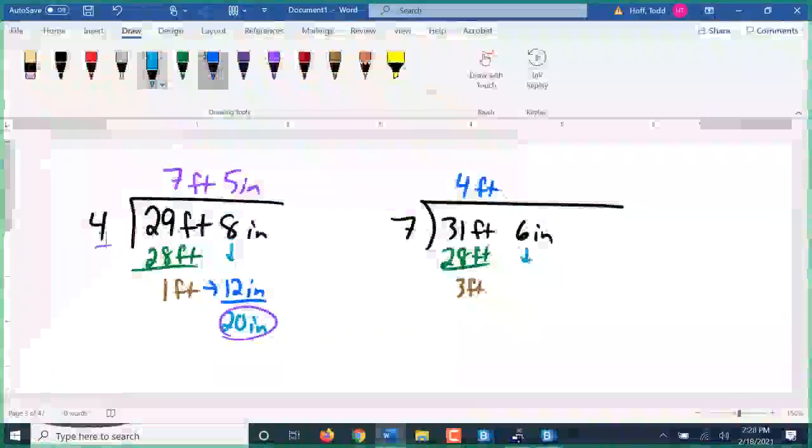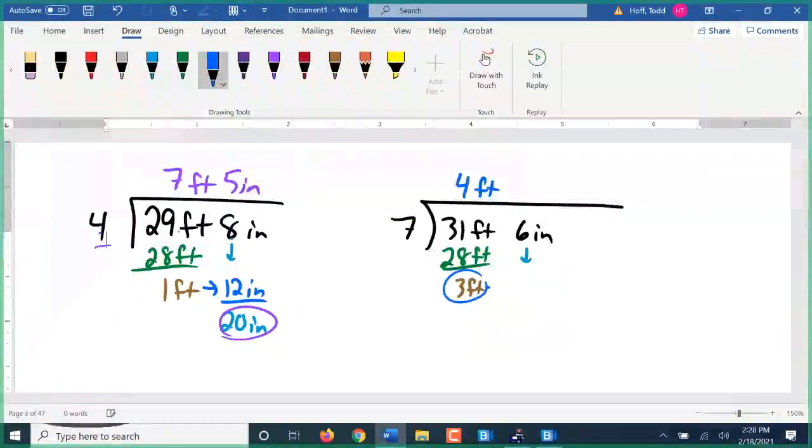Now, once again, inches. 3 feet is 36 inches. Now I can bring down my 6 inches. 3 plus 36 is 42 inches. And now when I divide, 42 divided by 7 is 6 inches exactly, so there's nothing left over.